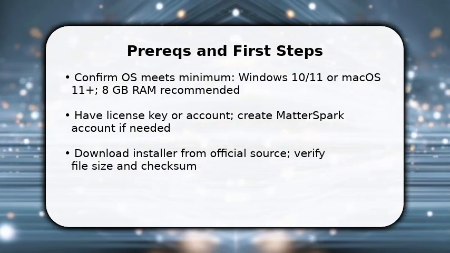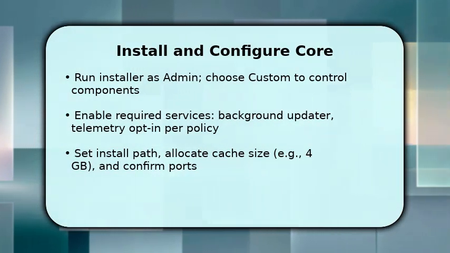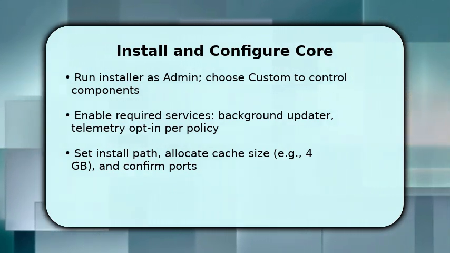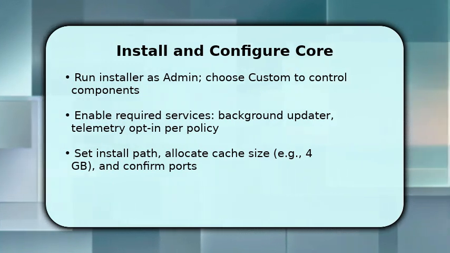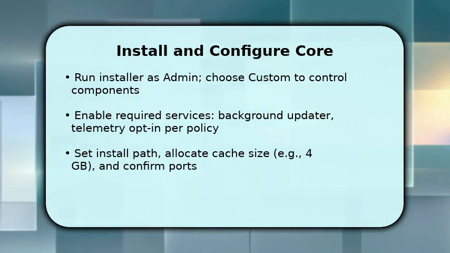You run the installer elevated to avoid permission issues and choose custom to control which modules install. During setup, enable required background services, like the updater, and decide telemetry opt-in according to policy, because telemetry affects performance and support. Next, set the installation path and allocate cache size.